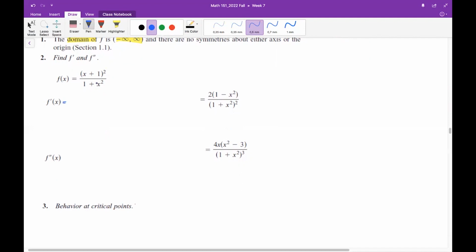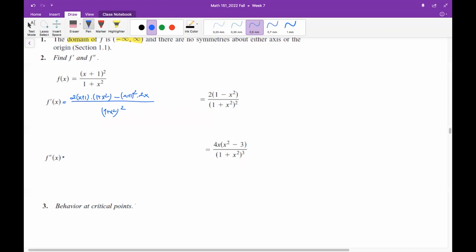This is a quotient function, so we will be applying the quotient rule, which goes like: derivative of the numerator times the denominator, minus the numerator function staying the same times the derivative of the denominator function, divided by the square of the function at the denominator. If you rearrange the terms for the denominator and do necessary simplifications, you will end up with this expression.